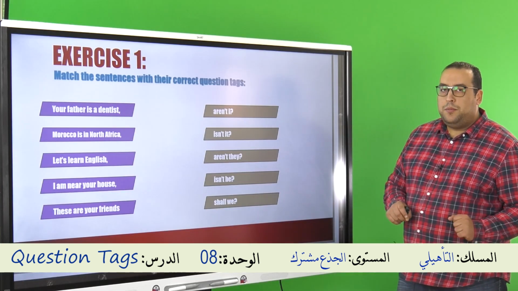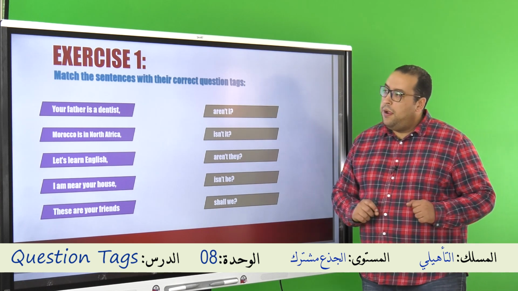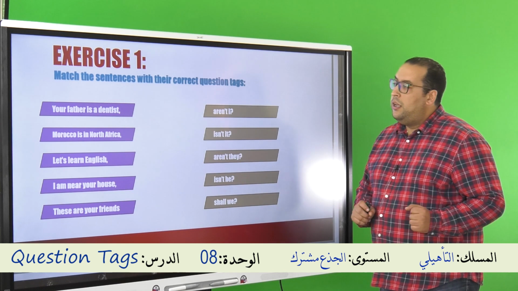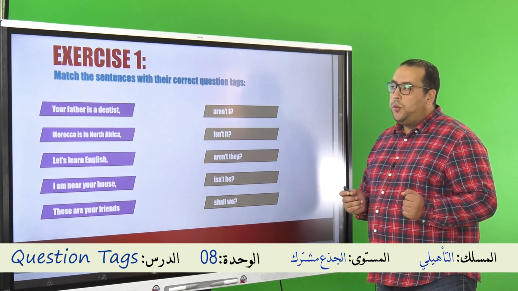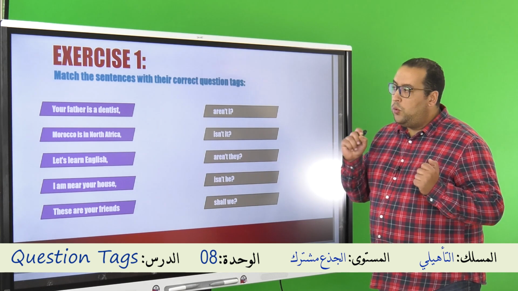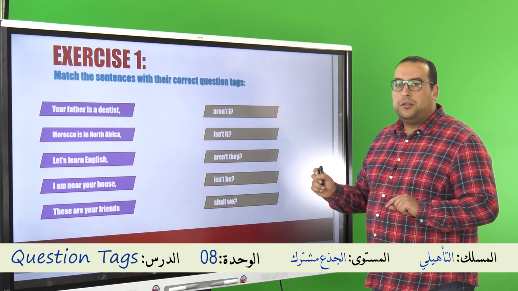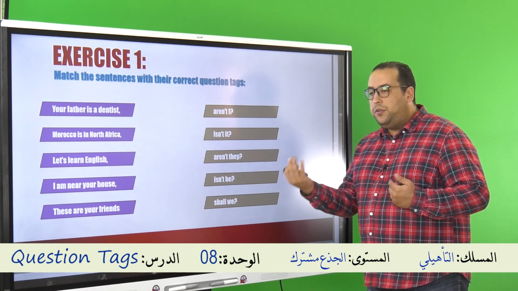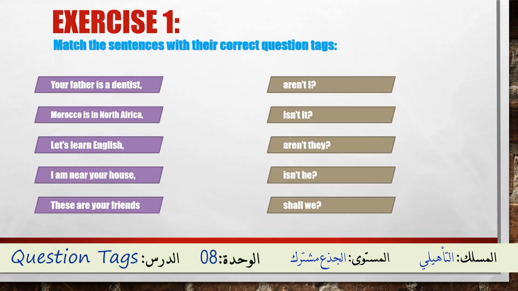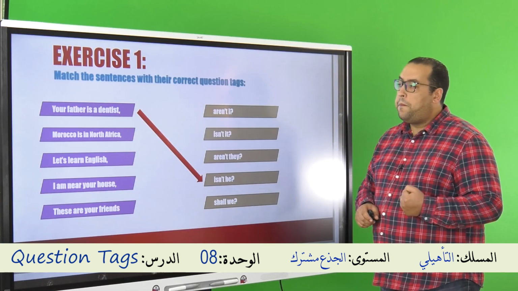All right, the time is up and let's do the correction. So the first one, your father is a dentist. The first thing that you should ask yourself is, what is the person in the sentence? The person in the sentence is your father. And your father, if you want to convert it to a personal pronoun, should be, of course, not she, it should be he. So you can help yourself this way. You can say, your father is a dentist, isn't he?